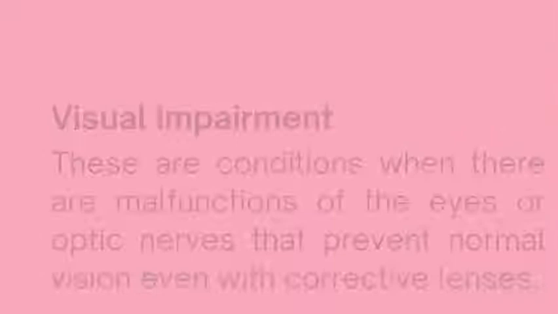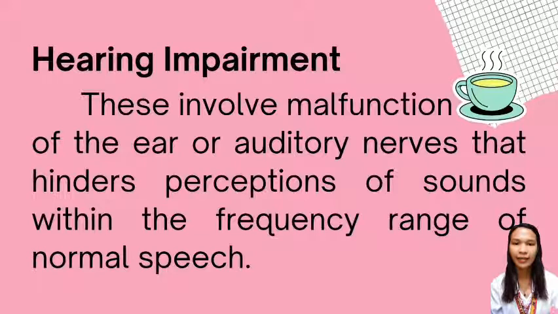Hearing impairments. These involve malfunction of the ear or auditory nerves that hinders perception of sounds within the frequency range of normal speech. Hearing impairments can be subdivided into hard of hearing or profoundly hard of hearing, or deaf. Students in the latter two groups cannot rely on audition as a primary avenue for accessing information. Even without the use of hearing aids, those classified under the former rubric can process auditory information, usually with the help of a hearing aid.